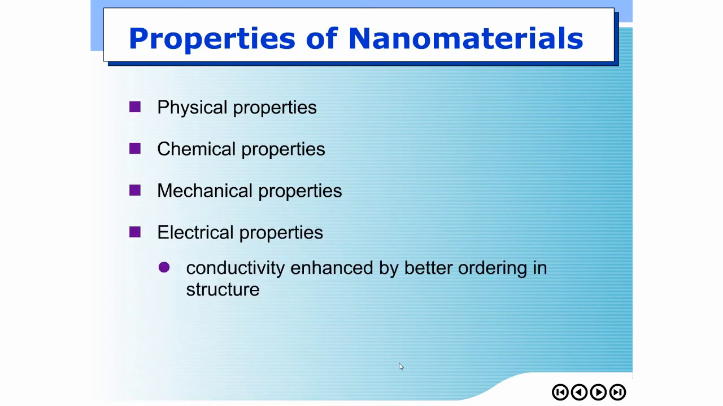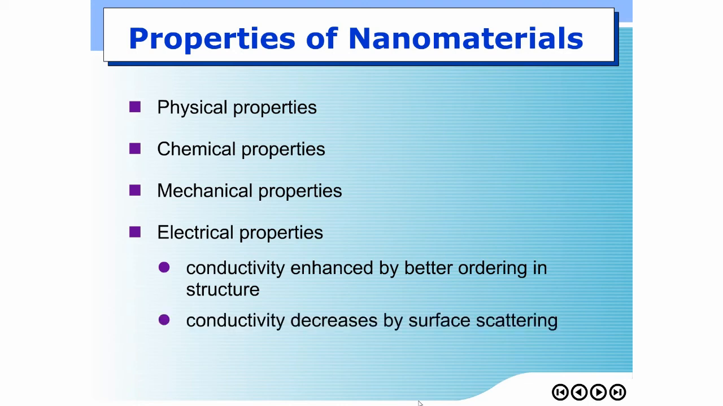Last one is electrical properties. On one hand, conductivity of nanomaterials is enhanced by better structure or fewer defects. If you have a lower probability of forming defects inside, the conductivity will be enhanced. But on the other hand, the surface area of nanomaterial is very large, and you can lose electrons from the surface. So conductivity is also decreased by surface scattering. These two factors offset each other, so it depends on how you control this.